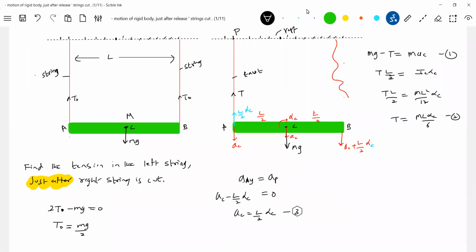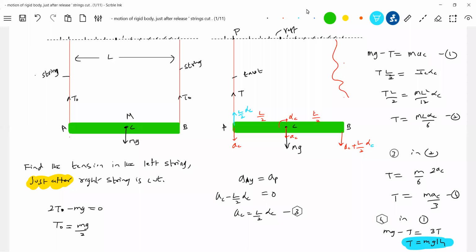So L alpha C, what you can write, is 2 AC. Put 3 into M by 6, this should be equal to 2 AC, or MAC by 3. Call it equation 4. Put 4 in 1, MAC equal to 3T, so mg minus T is equal to 3T, or T equal to mg by 4. So this will be the tension in this string just after cutting.